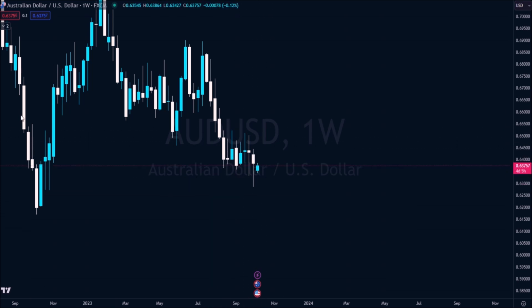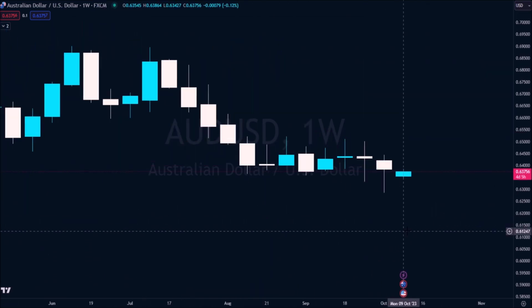But if we take a look at every time price has taken out a previous weekly high, let me just zoom in so we can get a proper look at this.